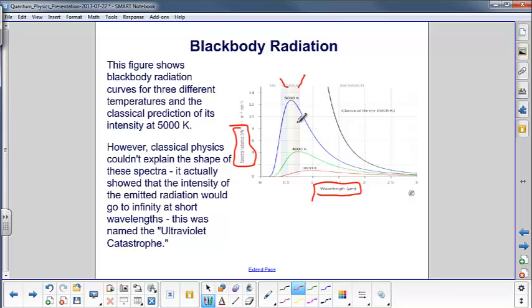So this is all well and good. This was experimentally documented. It was accepted. However, the classical physics theory at the time said that if you have an object at 5000 K, this is what happens to the intensity. As you get closer to ultraviolet, the intensity of the emitted radiation would go to infinity. And because it was near the ultraviolet spectrum, it was named the ultraviolet catastrophe. Classical physics had no explanation for why this curve over here, the theoretical curve, totally failed to describe what was happening in reality.